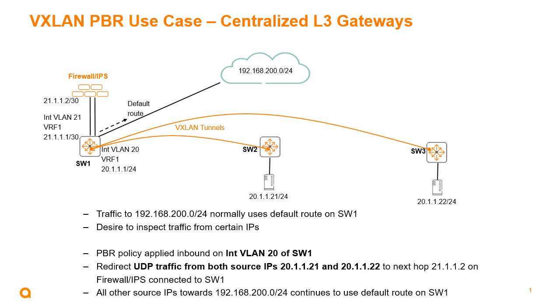So that's possible. All other traffic should continue to use the default route towards the destination and not towards the firewall. So you could be specific to redirect only the UDP traffic from those specific sources in this case.